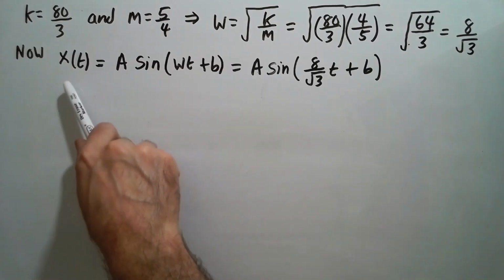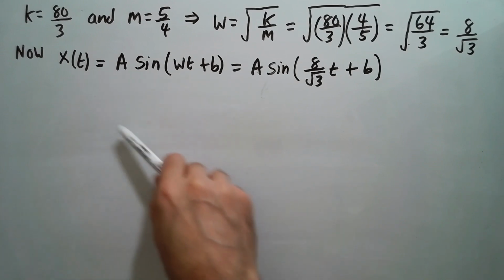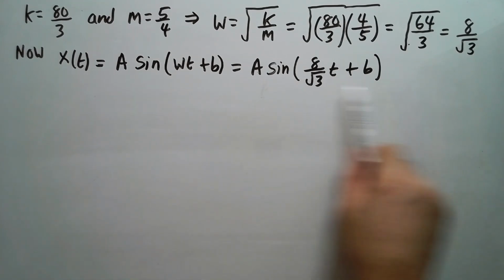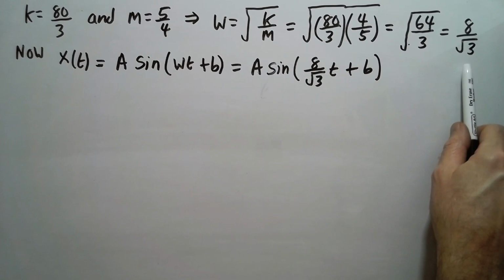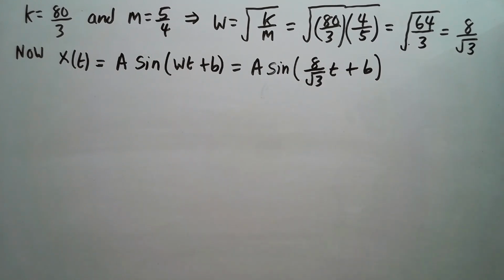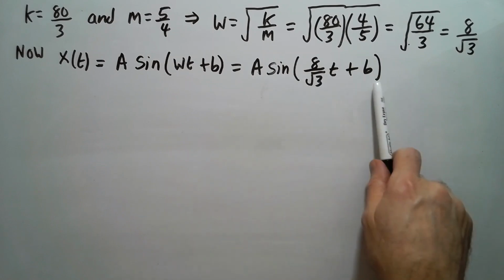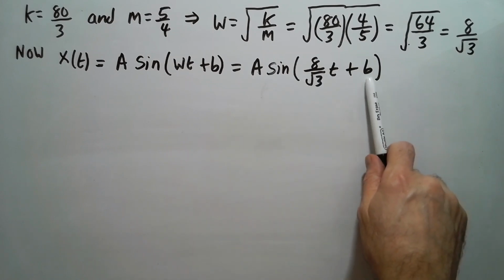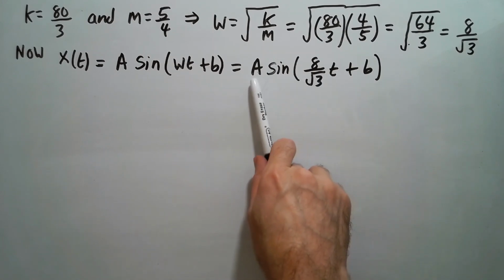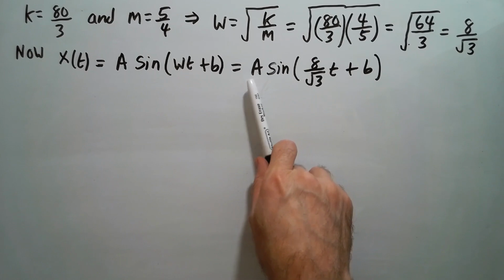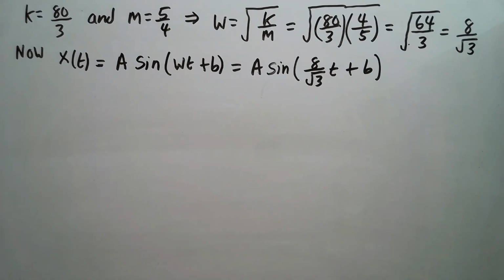Okay, so now here's our equation of motion. Our w we just found is 8 over square root of 3, so plug it in here. We still have to find the a in front and the b inside here. Let's work on finding the a next. We're going to be using our two given conditions, that x of 0 was negative 3/4 and x prime of 0 was 3. So we're going to use those two conditions to find a. Okay, so let's keep going.